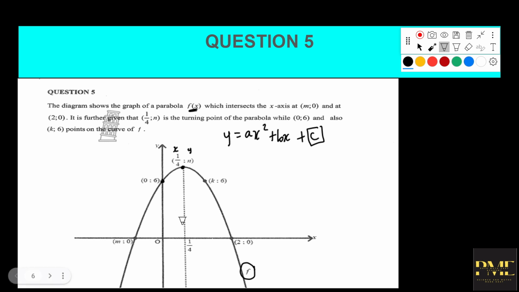What is axis of symmetry? Axis of symmetry is a line that divides igraph yethu into two equal halves. Kusho ukuthini na? Kusho ukuthi ke le component engala kwe-quarter iyalingana nale component engala kwe-quarter. So this component here is equal to that component on your left hand side. Okay, so that's what the axis of symmetry is.